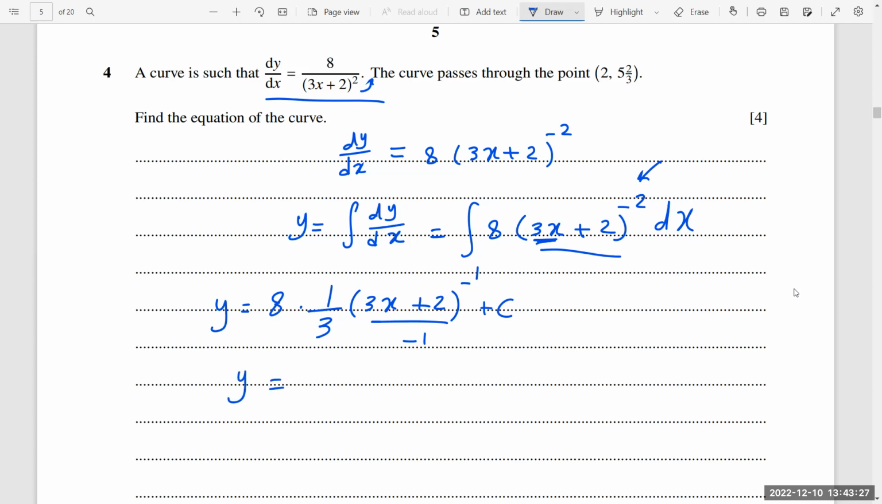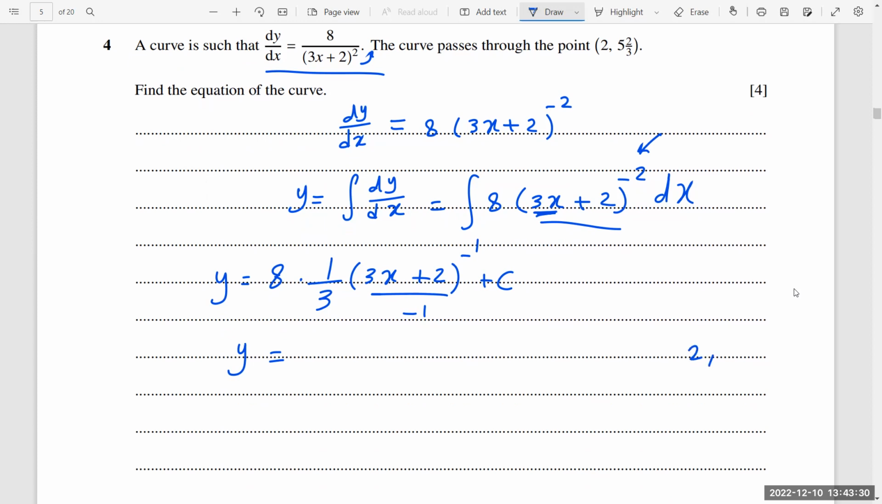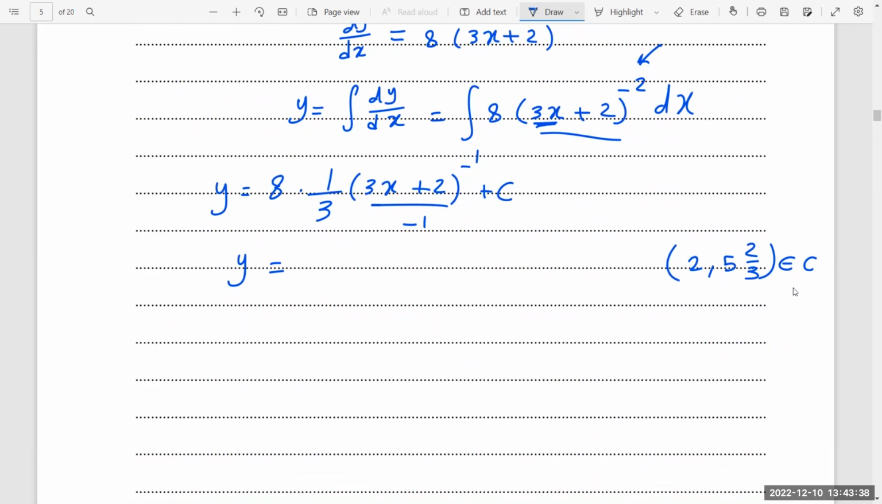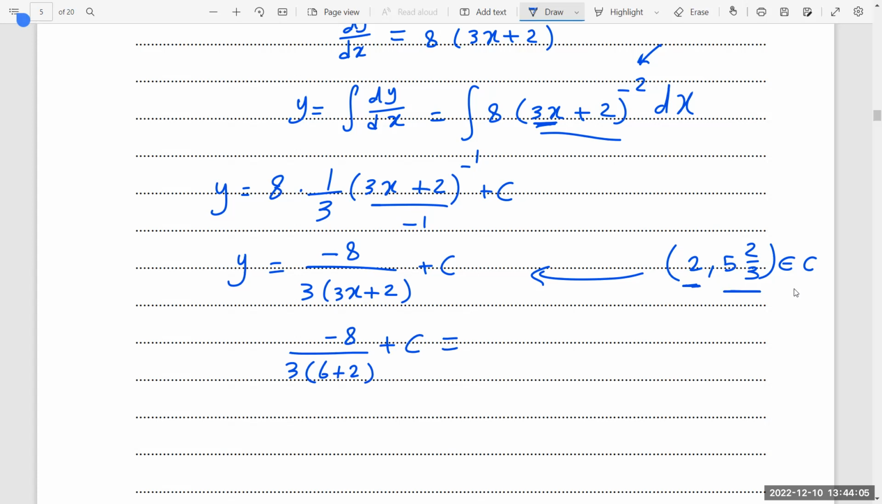Rewrite this in a better way. I have the point, don't forget, the curve passes through the point (2, 5 and 2/3). This is a point that lies on the curve C. I can rewrite this as negative 8 over 3 times (3x plus 2), plus c. Now substitute this point, x as 2 and y as 5 and 2/3. So negative 8 over 3 times (2 times 3 is 6, plus 2), plus c. This answer must be 5 and 2/3.